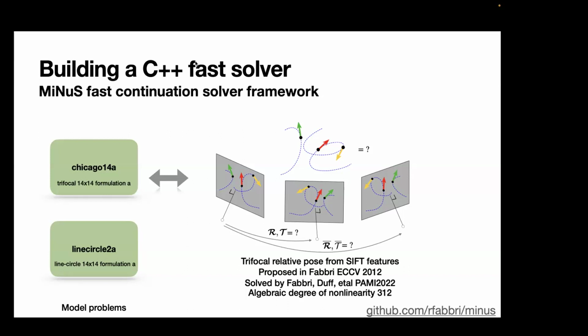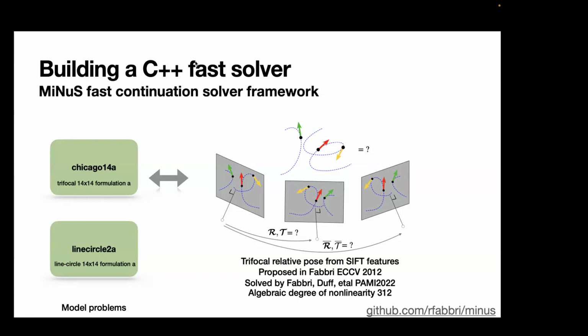Here you have some curves drawn in there, but basically you give 3 SIFT features in 3 views, and it computes the cameras. It's going to ignore one of the orientations. It just needs 2 orientations, right? So then it computes that. The problem has an algebraic degree of nonlinearity 312. You can think of it as, in the end, giving a polynomial in one variable that has 312 intersections with the x-axis. And that's one of the problems.